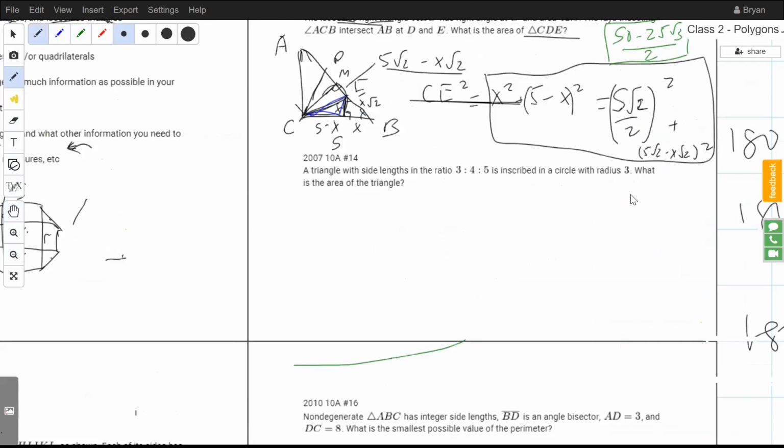But anyway, a triangle with side lengths in the ratio 3, 4, 5 is inscribed in the circle.